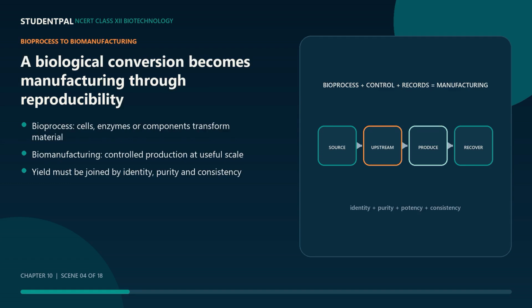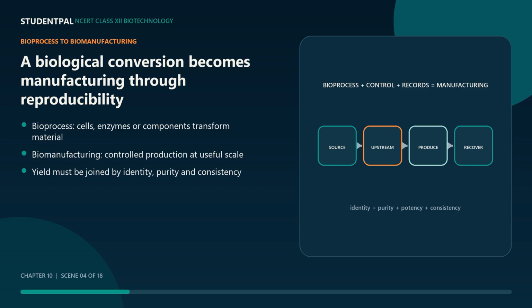A bioprocess uses living cells, cellular components, or enzymes under controlled conditions to make or transform a product. Examples include microbial production of an enzyme, cultured cell production of a therapeutic protein, and enzyme-catalyzed conversion of a substrate. Biomanufacturing implements that process repeatedly at production scale.